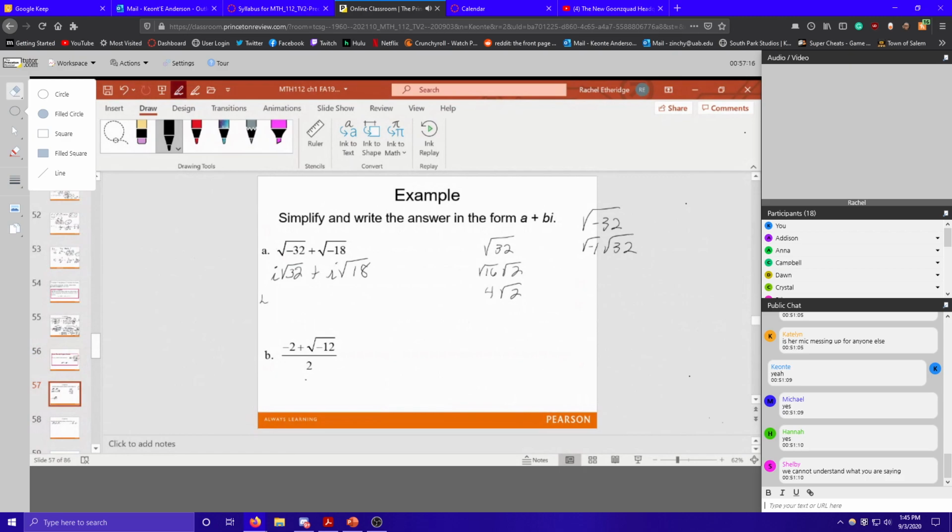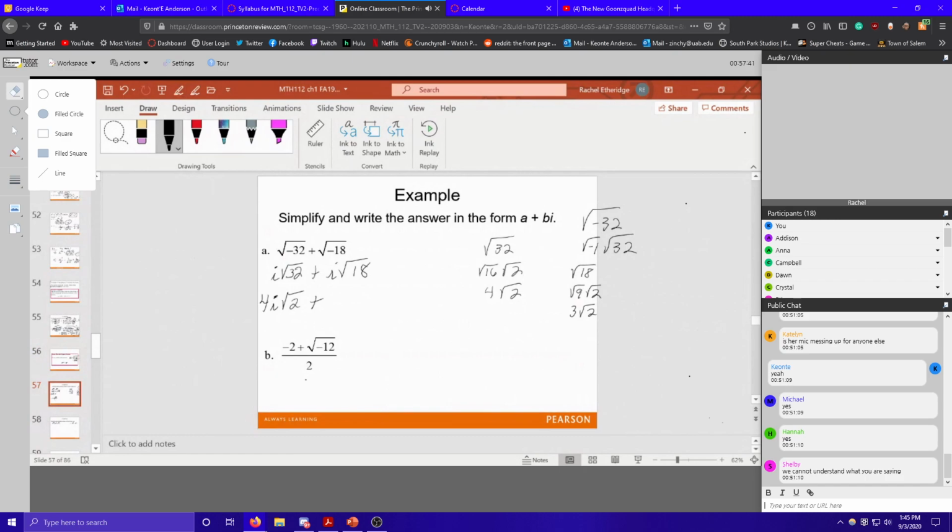So that's going to be 4i, and I'm always going to put the i after the rational number, but before the radical. And then the square root of 18, I can break that down into the square root of 9 times the square root of 2. So that's going to be 3 times the square root of 2.